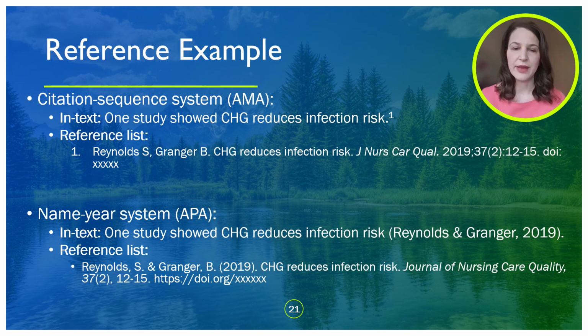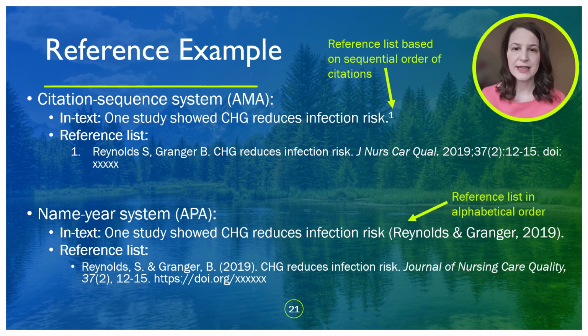Here's an example of AMA and APA reference formatting. The first one is AMA, where the in-text citation is a superscript number and references are listed in the order in which they appear in the manuscript. The second example is in APA formatting, where the in-text citation includes the author's last name and year of publication, and references are listed in alphabetical order. You can see that AMA formatting can save space, and because of this, many journals use AMA formatting. Again, it's very important to review author guidelines to see how journals want references formatted.